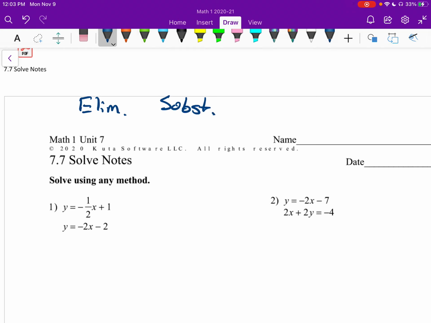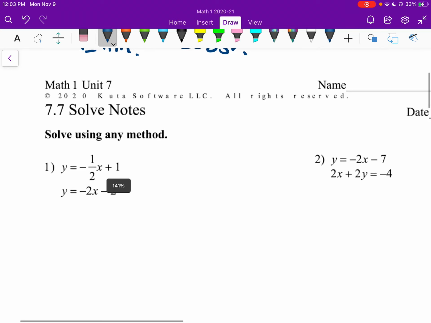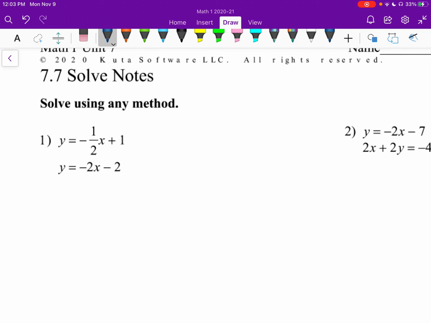So really what we're going to be doing in this section is continuing what we've done, but we get to make the decision: which one do we think would be easier, elimination versus substitution? So yeah, let's start. Number 1, elimination or substitution.